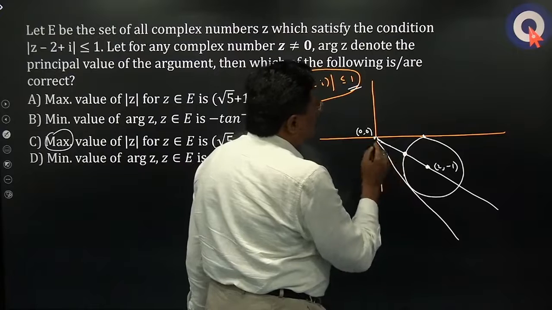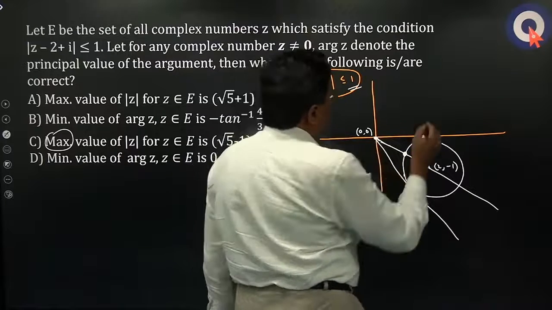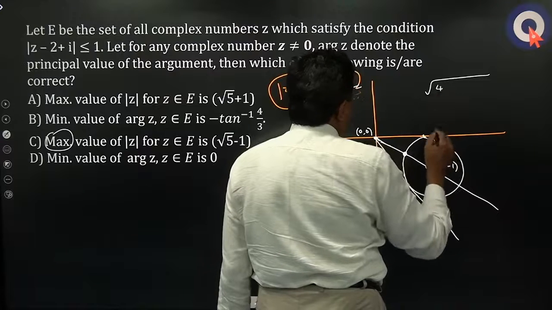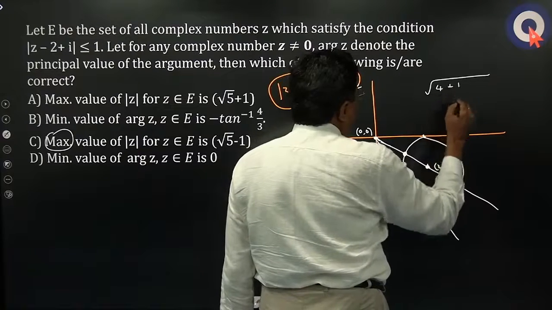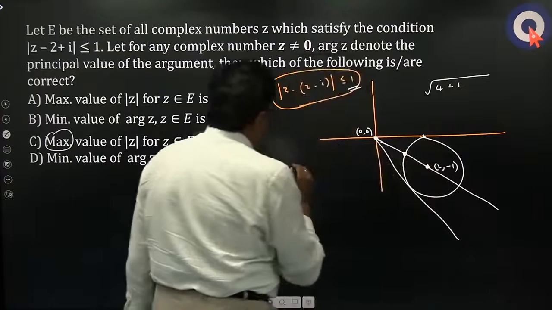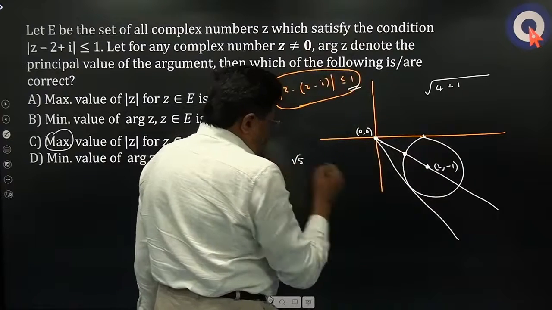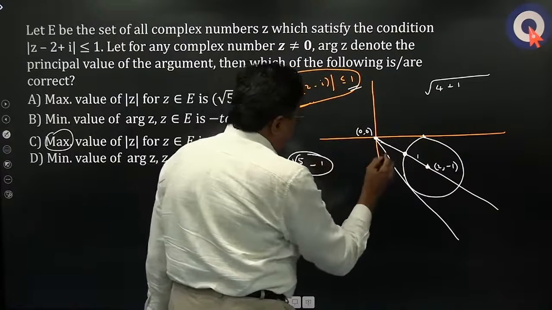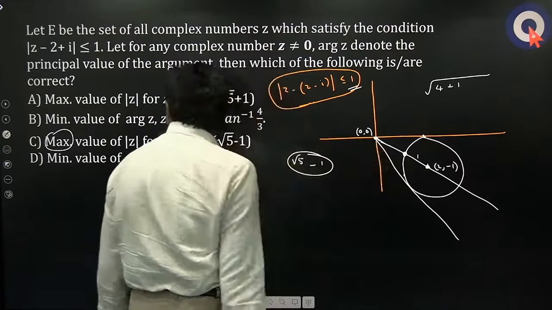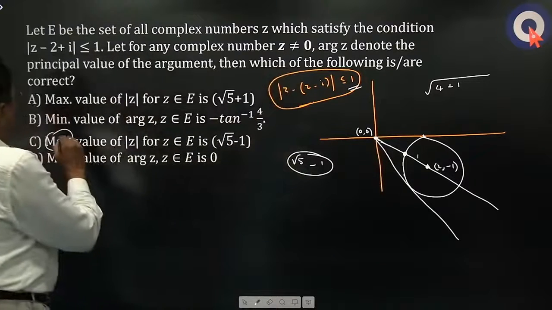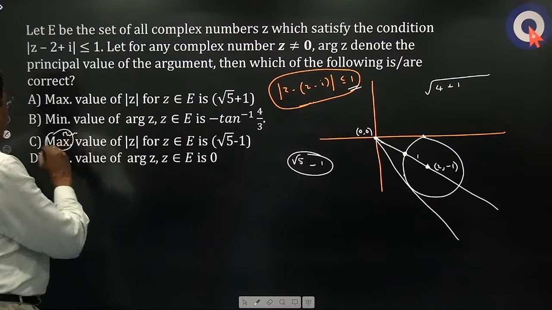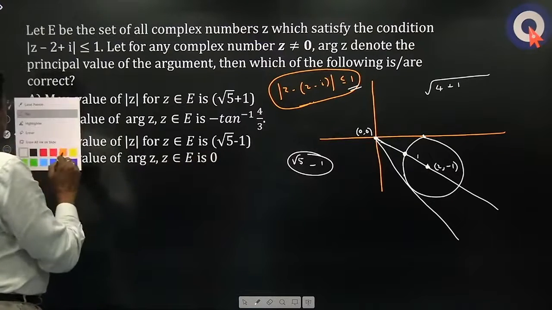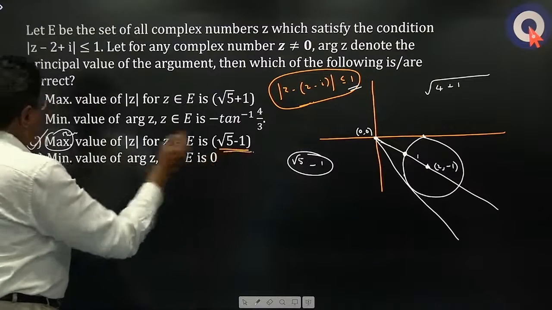So this distance from here to here is root of 2 minus 0 whole square plus minus 1 minus 0 whole square. So this distance is root 5, and minus the radius, which is 1. So root 5 minus 1 is the minimum value of mod z. Minimum value of mod z is root 5 minus 1. So this is correct.